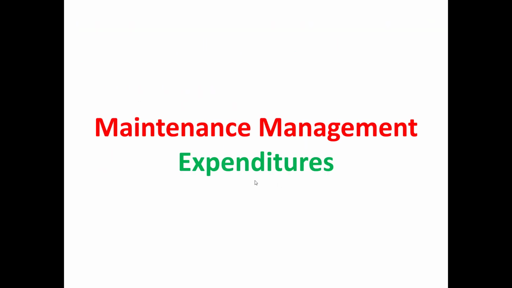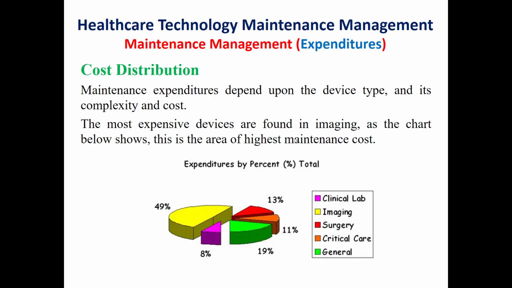Now we'll talk about the expenditures in the maintenance management. As we know, the most expensive devices are found in imaging, because the maintenance expenditures depend upon the device type and its complexity and cost. As we can see in this figure, for the medical devices in imaging, the annual maintenance cost will be around 49% of the total maintenance cost for the hospital.